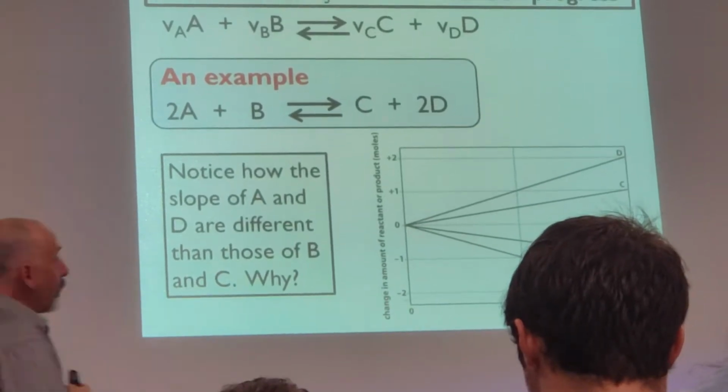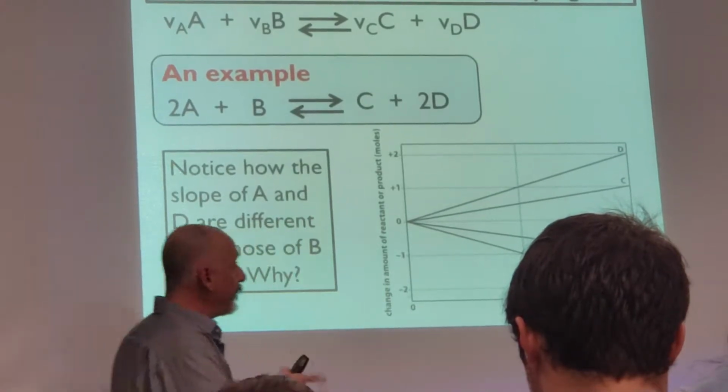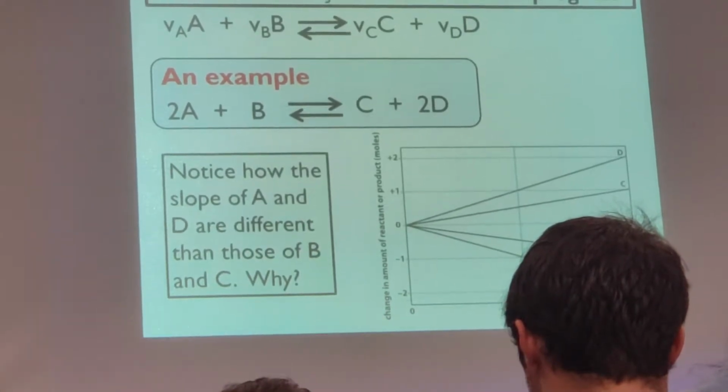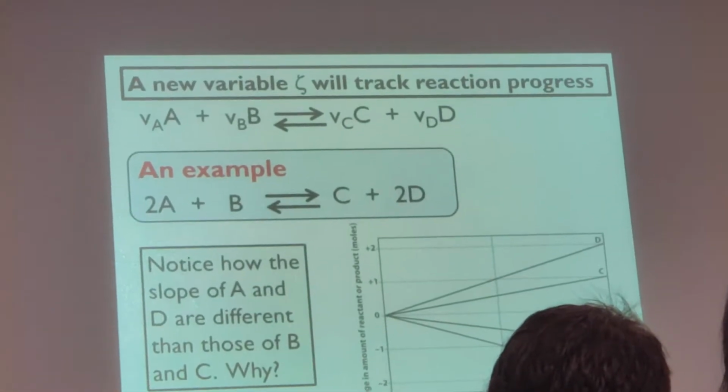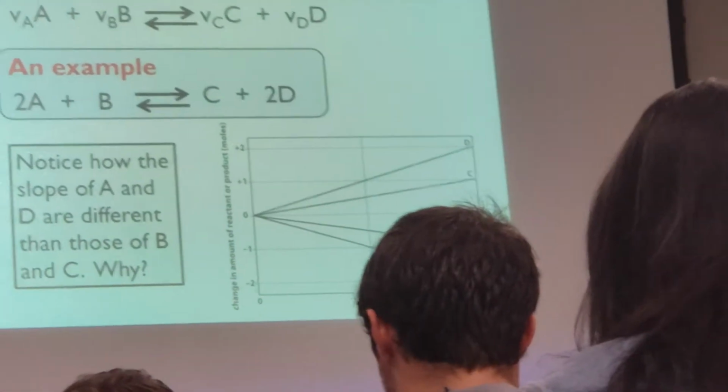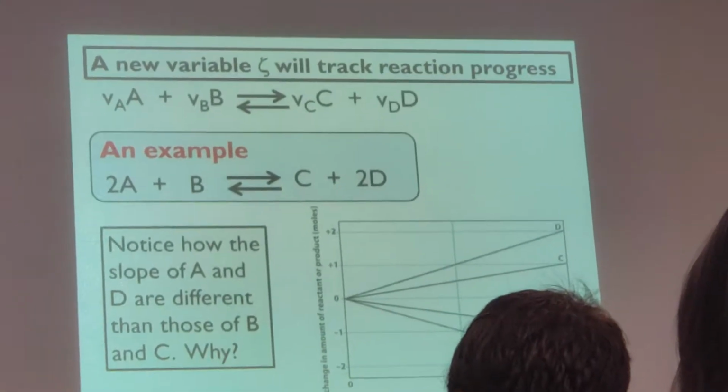So, okay, right. First things first, the slopes of A and B are definitely negative, C and D are positive. Definitely right. A and B are being consumed, C and D are being made. All right, how about C versus D?